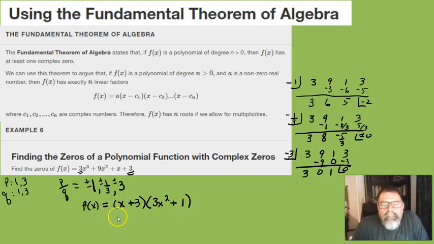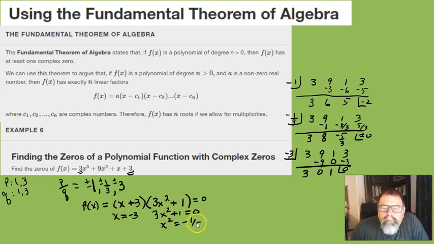Now I want to find the zeros, so I'm going to set this equal to 0. So x equals negative 3. 3x squared plus 1 equals 0. So x squared equals negative 1/3. And then I square root both sides. Plus or minus square root of negative 1/3. Which is, remember, the negative is the i.